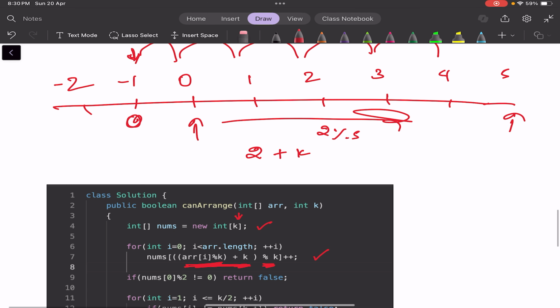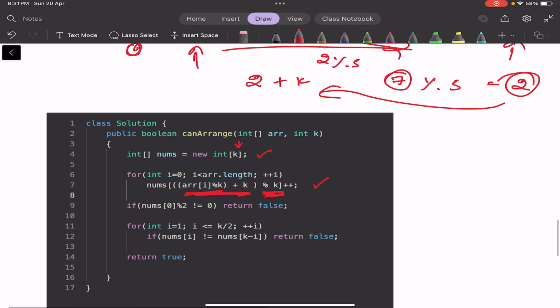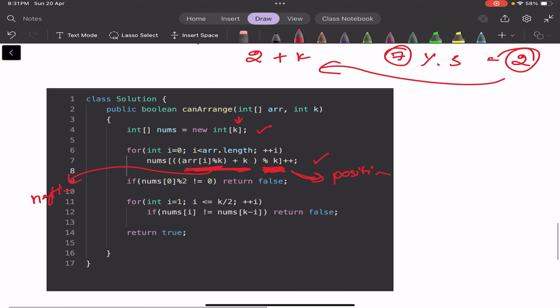So if we add k again, I get 7, right? So that is the wrong value. For negative values it will be handled perfectly, but for positive values we will always increase by k, which will give us the wrong value. So again we do modulo 5, which will return the original value. By doing this we handle the positive values as well. So this is how we increase the frequency, and then we check the initial condition.